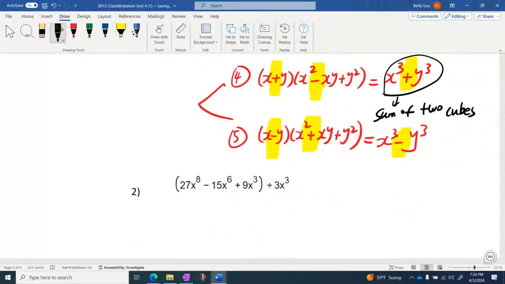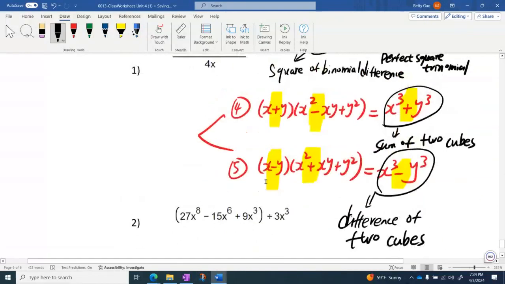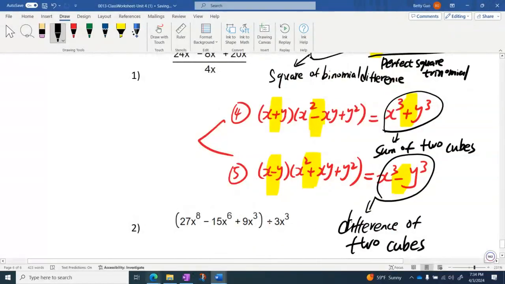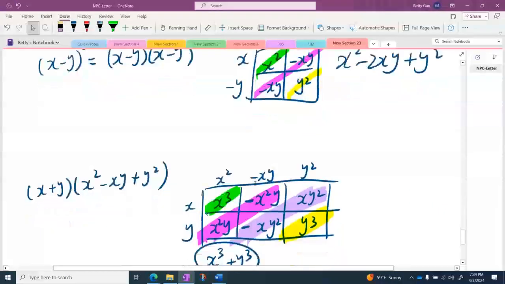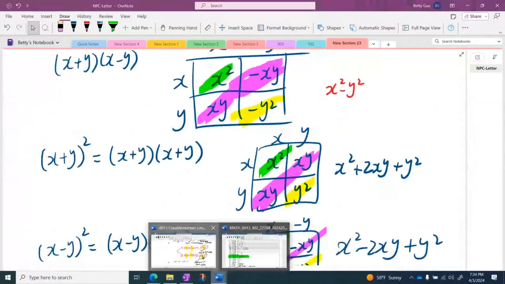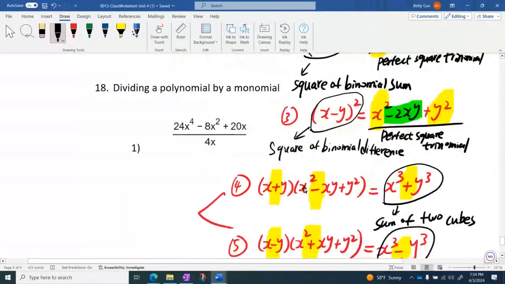And on the right side, the binomial is a difference of two cubes. As I said, once you understand why those formulas are correct, we just proved them using the box method, I strongly recommend you memorize those formulas for the sake of chapter 6. If you memorize those formulas, when we go to chapter 6, your job is going to be a lot easier.